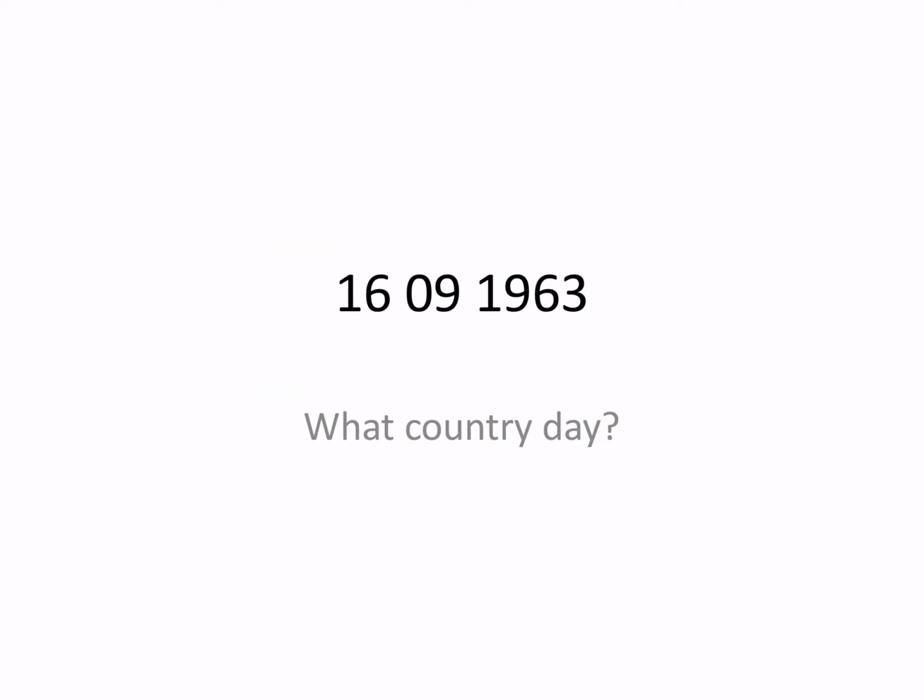If you have any general knowledge or you have internet access, you'll know that the country with the country day on 16th of September is Malaysia. So the answer to puzzle number 1, currency exchange, is Malaysia.